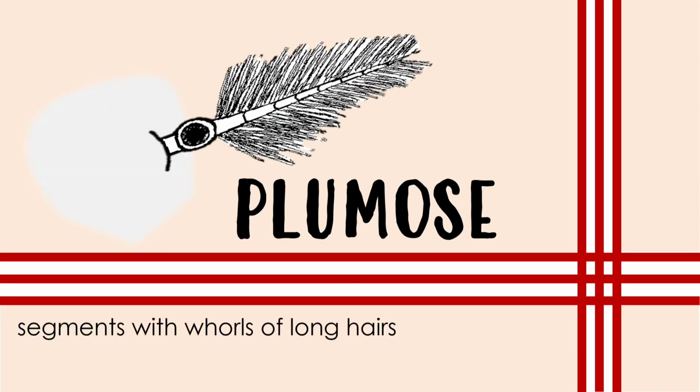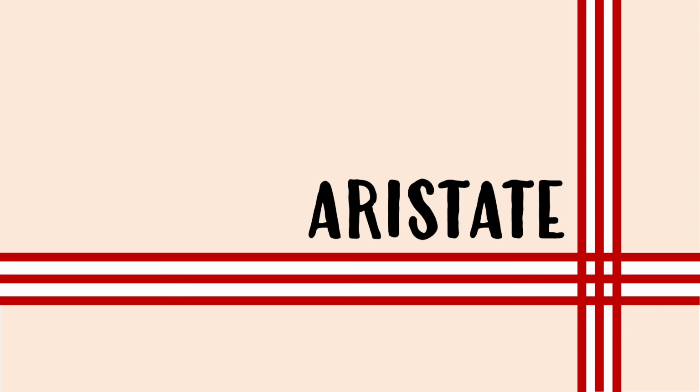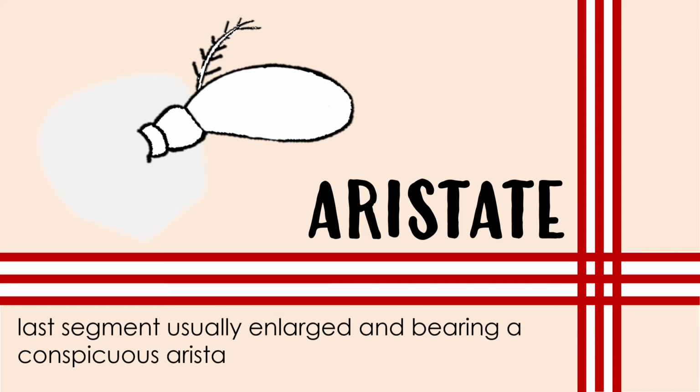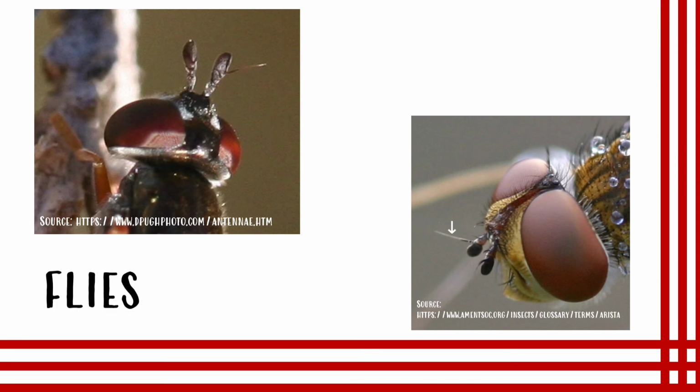Plumose type of antenna. Segments with whorls of long hairs. It is also described as hair-like. Some examples are male mosquitoes and some midges. Aristate type of antenna. Last segment usually enlarged and bearing a conspicuous arista. It is also described as pouch-like. The arista is a large bristle attached to the front part of the antenna in some species of true fly. Some examples are flies from the dipterans.